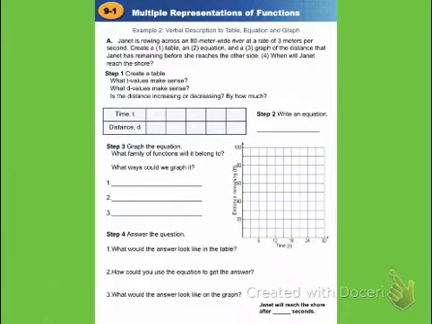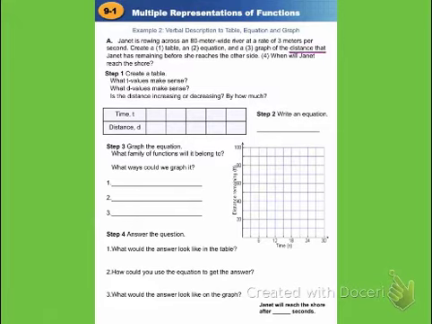So the title of this lesson was Multiple Representations of Functions. In example 2, we're going to look at a verbal description, a table, an equation, and a graph. So here's the verbal description. Janet is rowing across an 80-meter wide river at a rate of 3 meters per second. Create 1, a table, 2, an equation, 3, a graph of the distance that Janet has remaining.